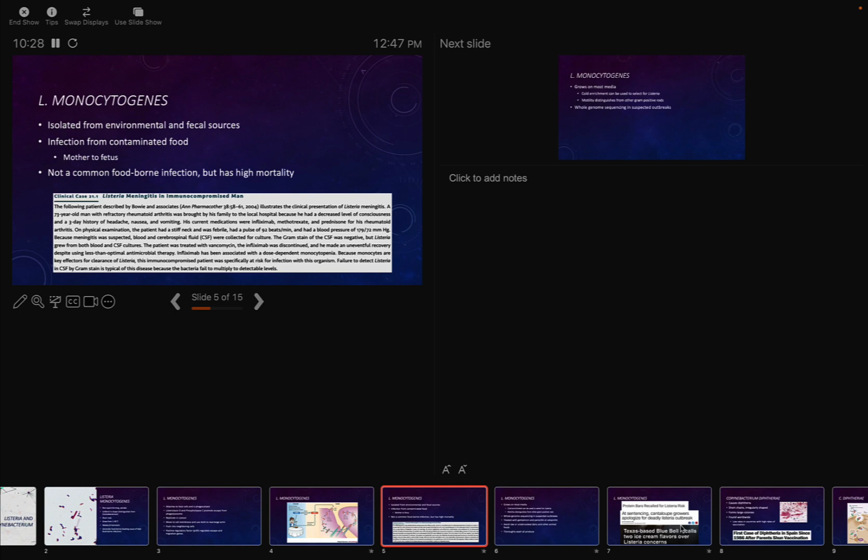Failure to detect Listeria by gram stain in the CSF is typical of this disease because the bacteria fail to multiply to detectable levels. So again, when a patient is experiencing symptoms of meningitis, even if the CSF looks clear by microscopy, be aware that meningitis caused by a bacterium could still be a possibility.